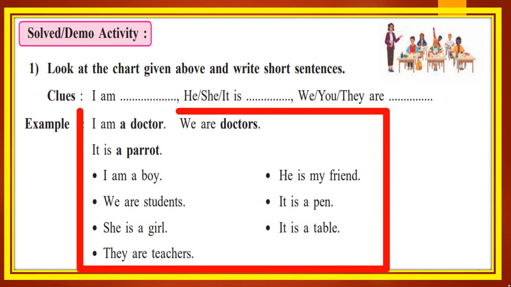See the change between the two sentences. It is a parrot. I am a boy. We are students. She is a girl. They are teachers. He is my friend. It is a pen. It is a table.